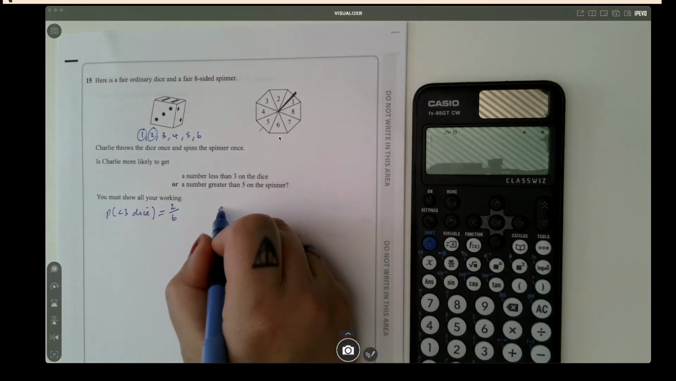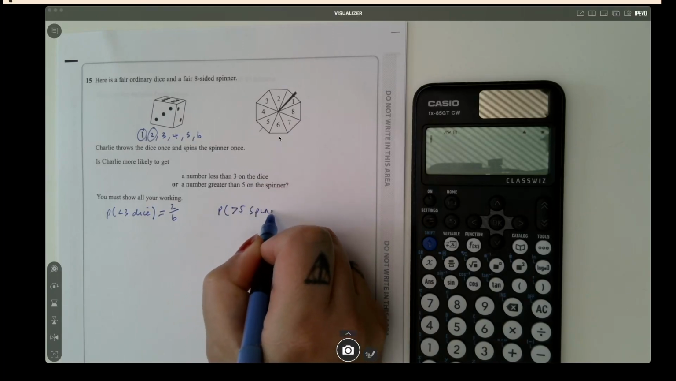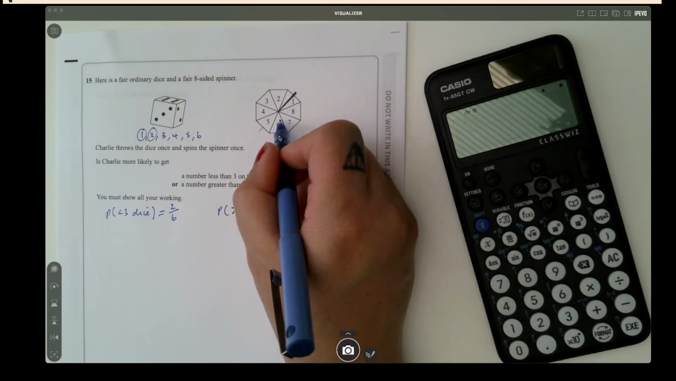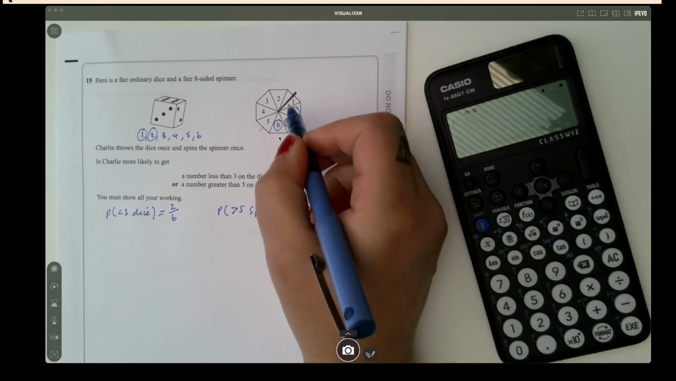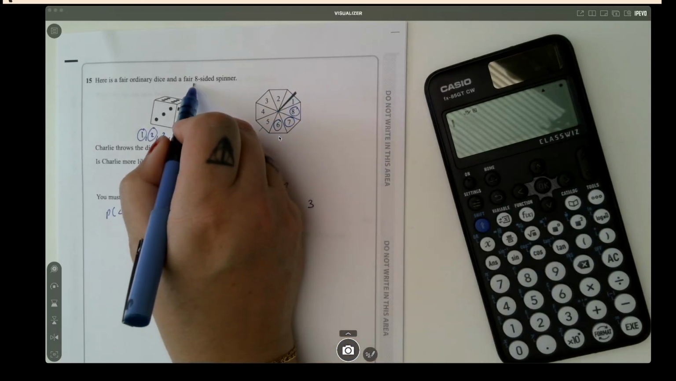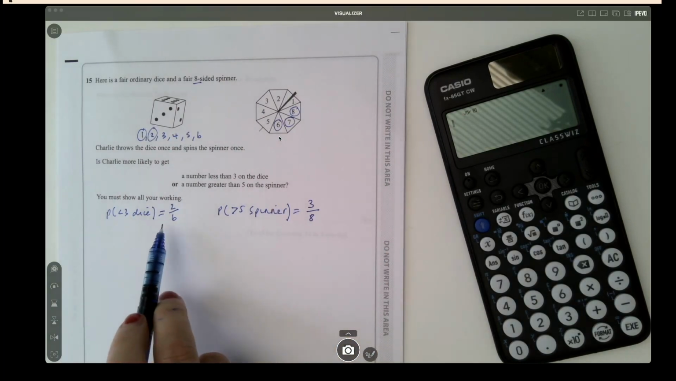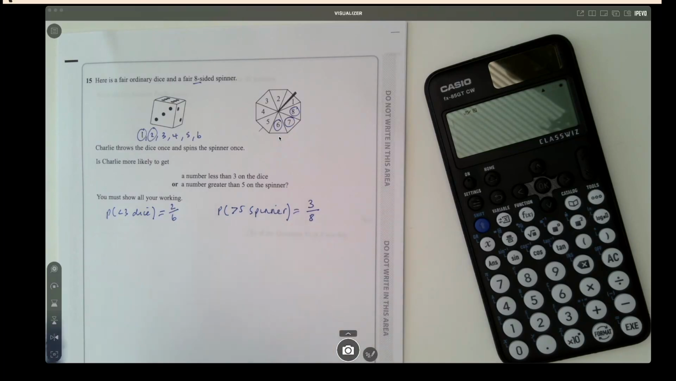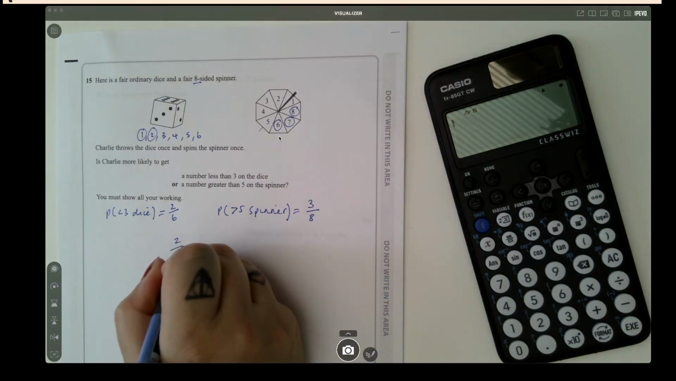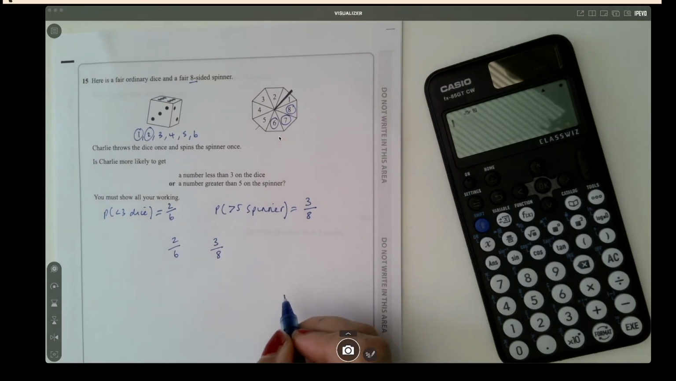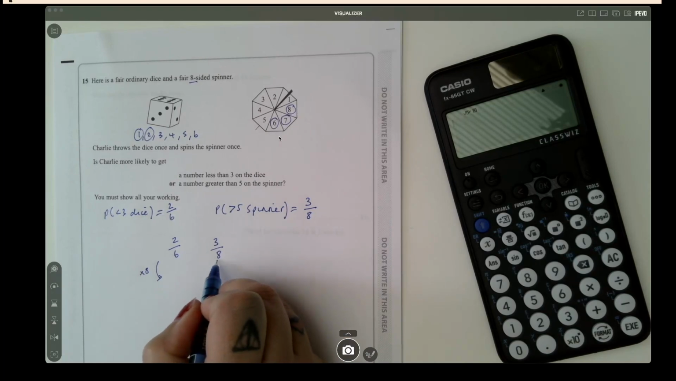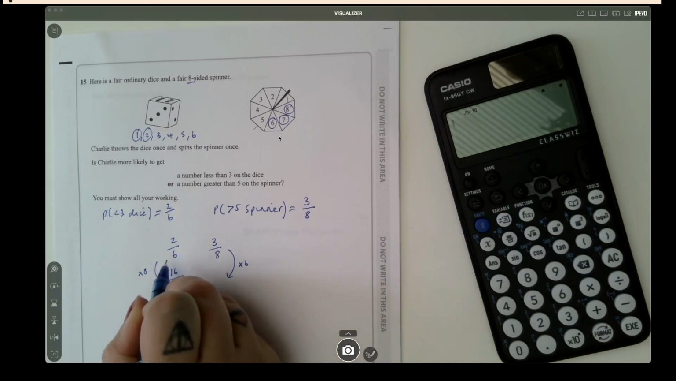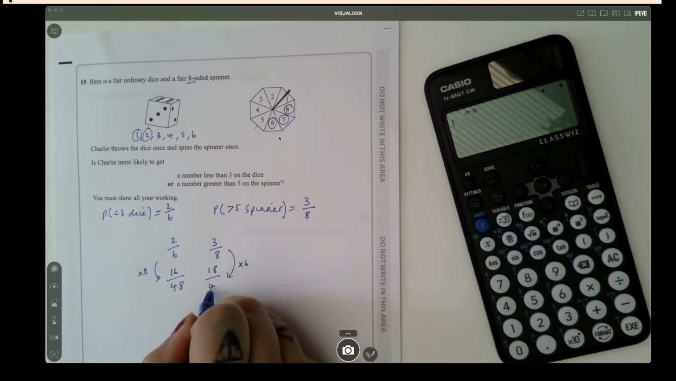Now let's have a look at the probability of a number greater than 5 on that spinner. So we have all of these numbers here. Greater than 5, we have 3 out of 8 because we got told that it was an 8-sided spinner. So now we need to decide which of these is the greater probability. So we need to compare them. To compare them, we need them to have a common denominator. So I'm going to multiply this side by 8, so that's 16 over 48. I'm going to multiply this side by 6, so that's 18 over 48.